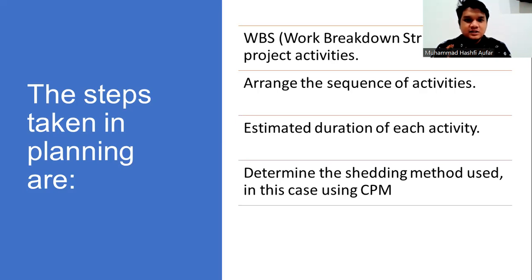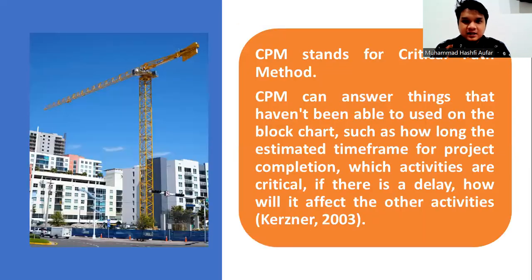This case uses CPM. CPM stands for critical path method. CPM can answer things that can be done using bar charts, such as how long the estimated time frame for project completion is, which activities are critical, and if there is a delay, how it will affect the other activities.